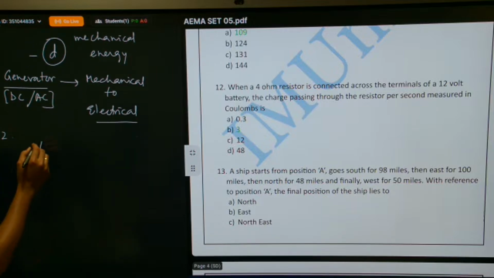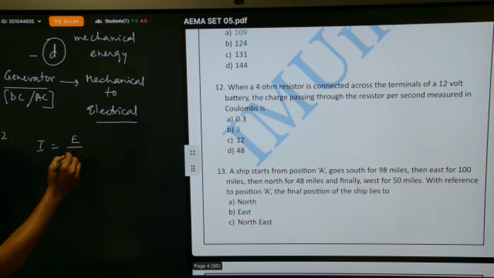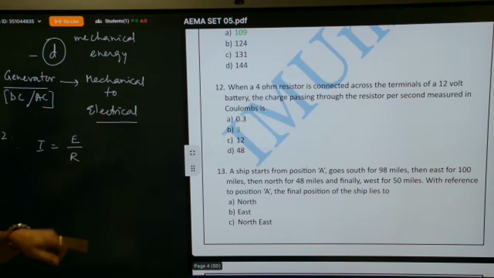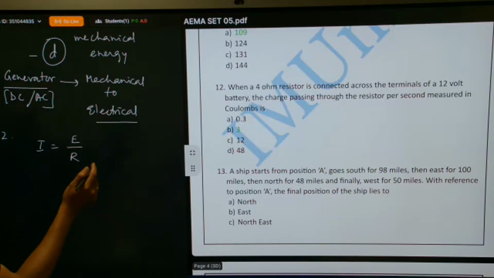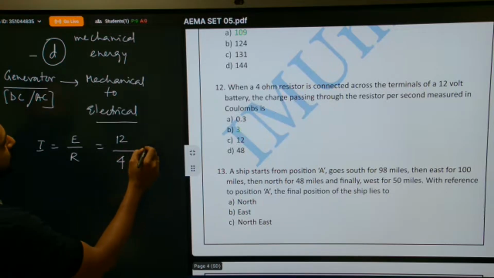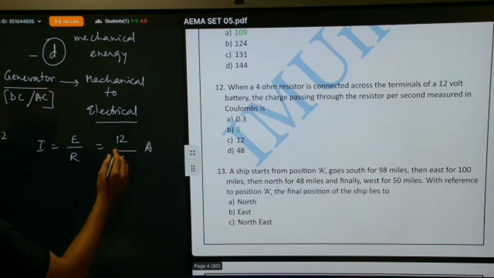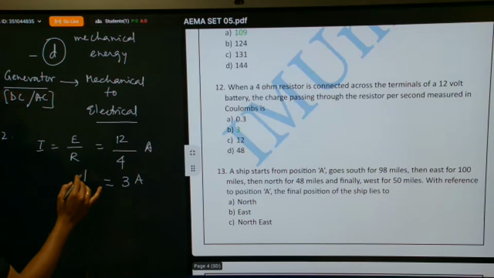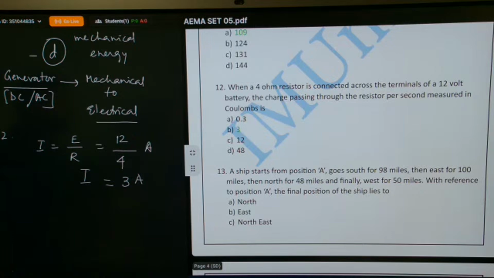What is the formula of current? Total EMF divided by total resistance. This total resistance also includes the internal resistance: total external plus internal. What is the EMF they have given? 12 volts. What is the resistance we are being provided? 4. So how much? 3 ampere. So current means 3 ampere.